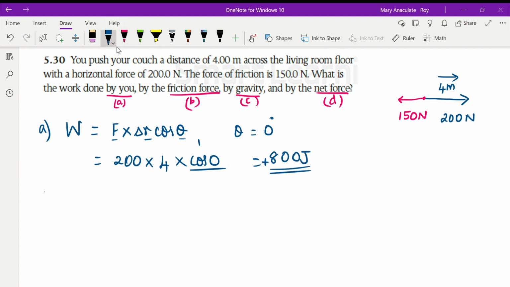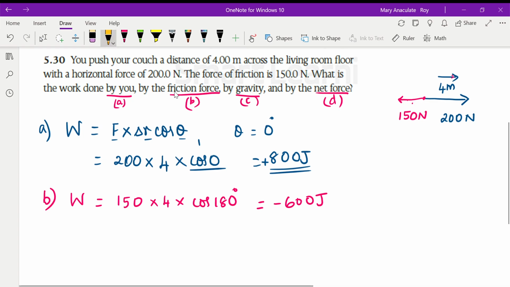Now for part B, it's due to the 150 newton force, right? And again, this 150 newton force is acting on the object through the 4 meter displacement. So the displacement is still the same, 4 meters, but you have the 150 newton acting in the opposite direction. So you have to be careful about the angle between them, or the direction of the force as well. If you're confident, you can straight away write this as negative 150 times 4, or times cosine 180 degrees. Remember why? Because force and displacement are in opposite directions, so the angle between them is 180, right? So you will get negative 600 joules. So the applied force by you on the couch gives positive 800, and the work done by the friction is in the opposite direction and it is negative 600.